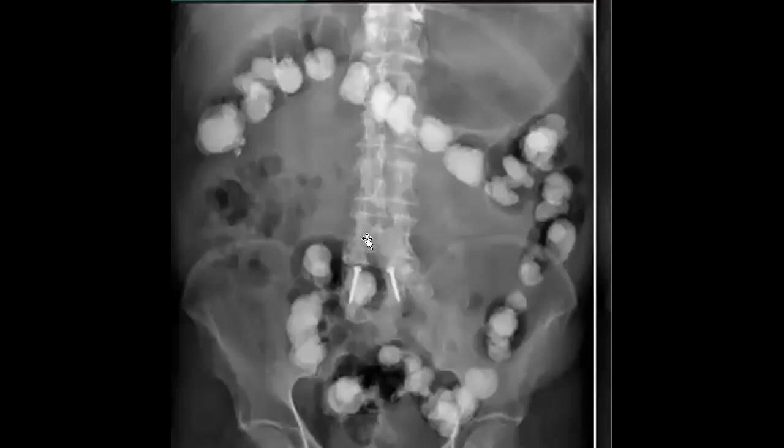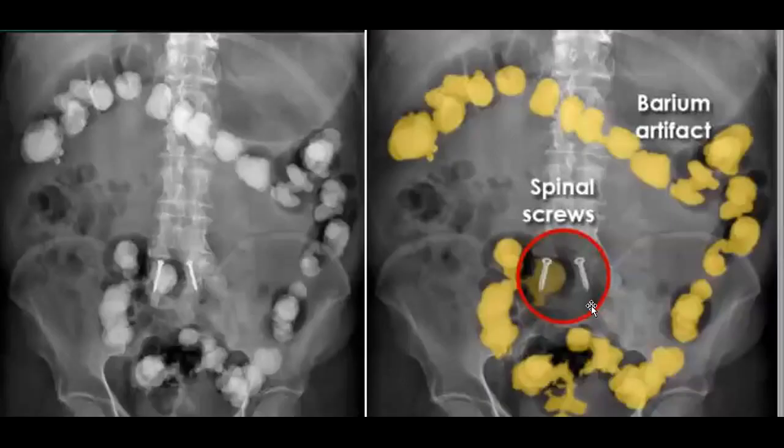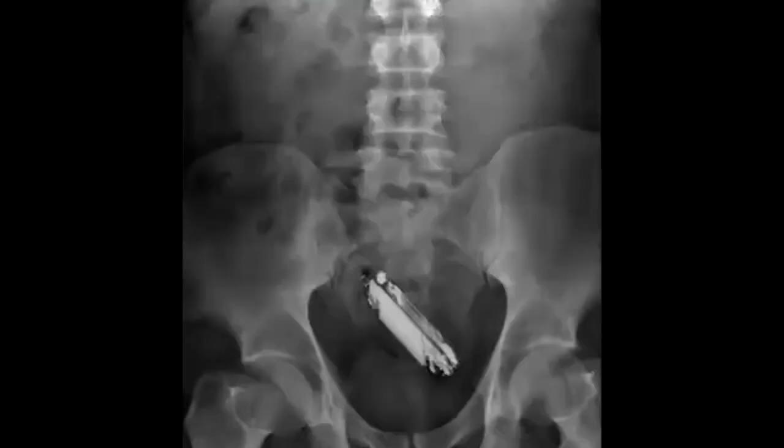So this patient has fixation, and in the colon there is material. So what could it be? Residual barium. Perfect. Yes, residual barium. So this is one of the most famous artifacts.